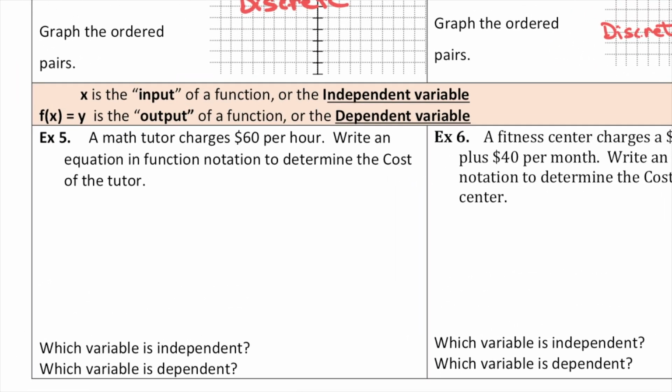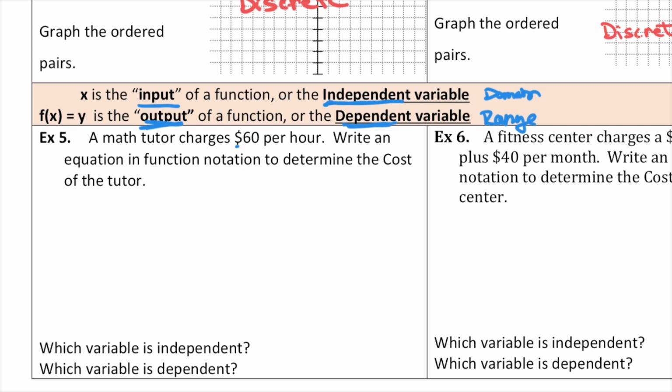For example 5, your input is going to be your independent variable. So there's some new vocabulary. Your output, your y value, is your dependent variable. So independent, once again, is dealing with your domain, and dependent will be your range.